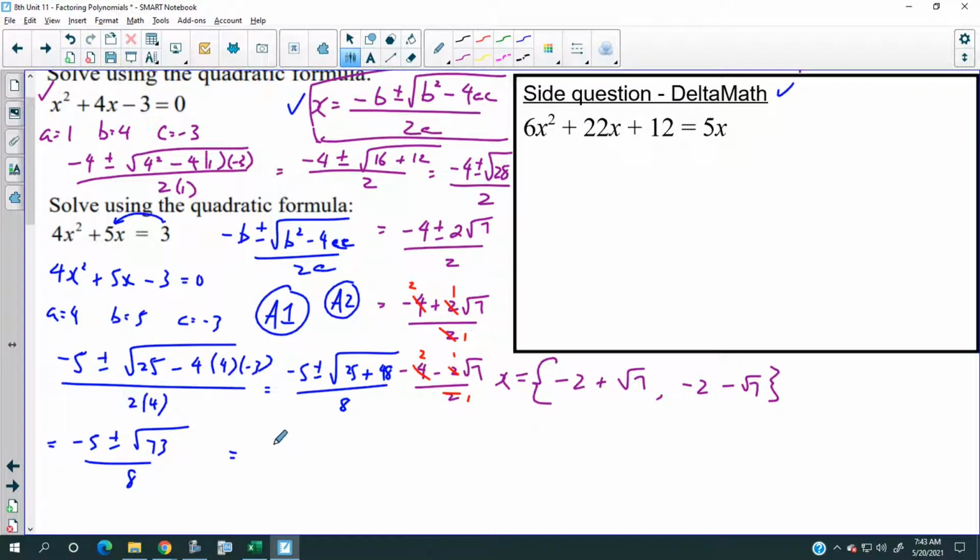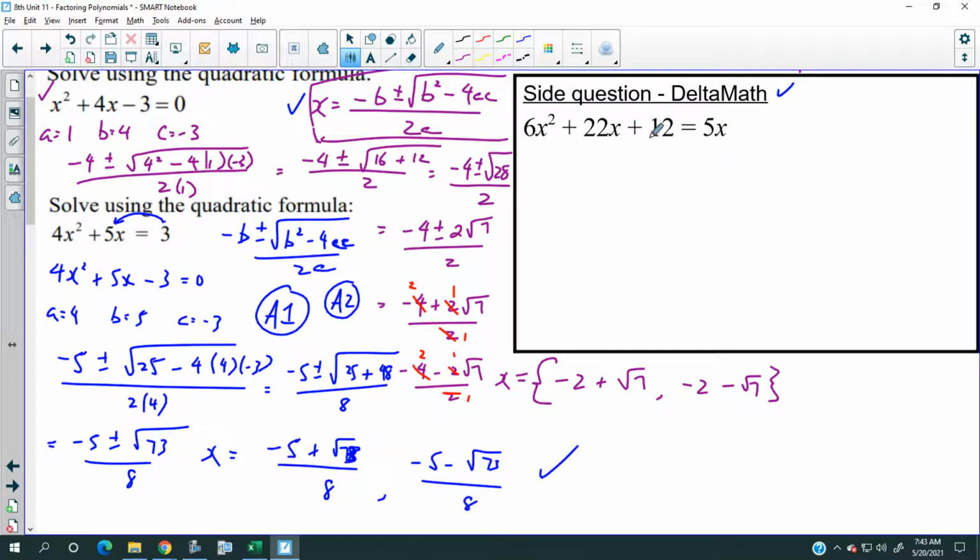Okay, all right, now you can write it out like this. Put the whole thing, oops, that's 73. Put the whole thing over 8, like so. Okay, all right.